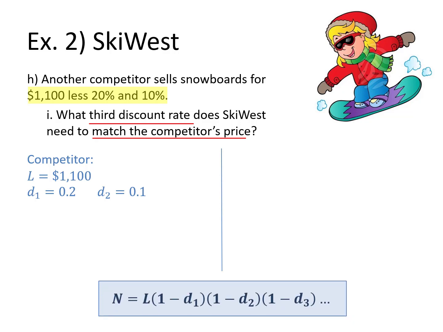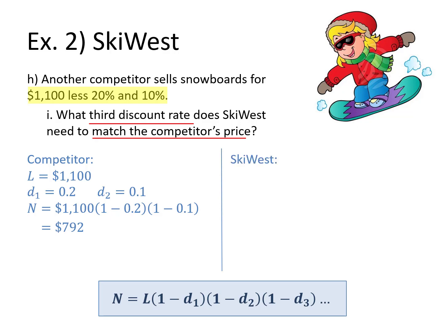So we're going to take our net price formula. Net price is going to be the list price of $1,100 times 1 minus the first discount, 0.2, times 1 minus the second discount, 0.1. That's going to give me $792. So how does Ski West match this?